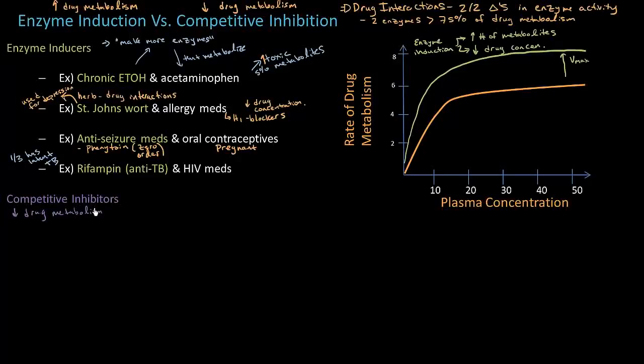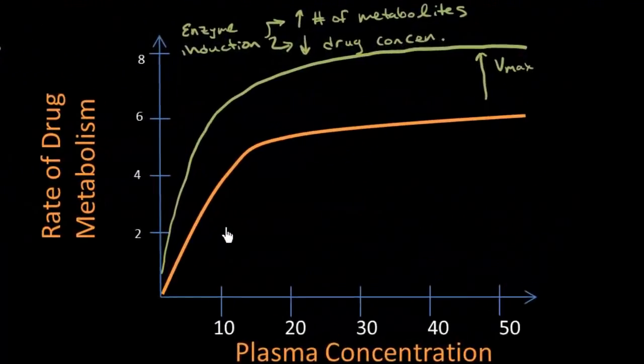So let's go over to this graph here on the right and zoom in on it and compare enzyme induction, what we did in the last video, to competitive inhibition. So if we're decreasing the rate of drug metabolism, here on the y-axis I have the rate of drug metabolism, and on the x-axis I have the plasma concentration of a certain drug. And so I'm going to draw this graph in the presence of a competitive inhibitor.